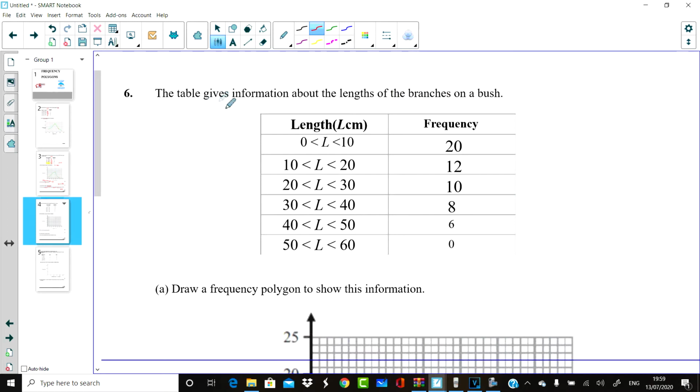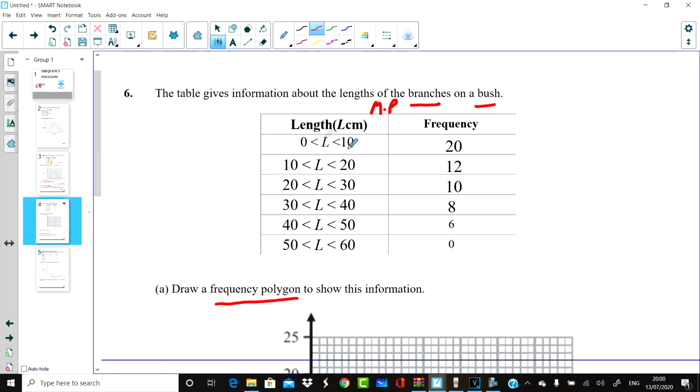If we go on to the third question, it says the table gives some information about the lengths of branches on a bush. So we have the length over here, and we have the frequency. Again, it wants us to draw a frequency polygon. So we don't include any of these numbers. We have to make a separate column that includes the midpoint, and then plot that against frequency. So now, if we begin to do that, we're going to plot midpoint against frequency.